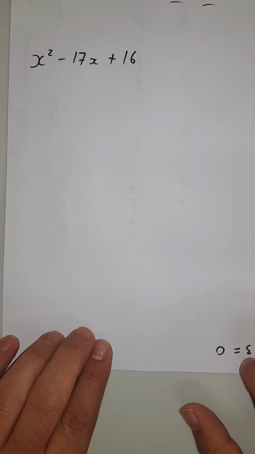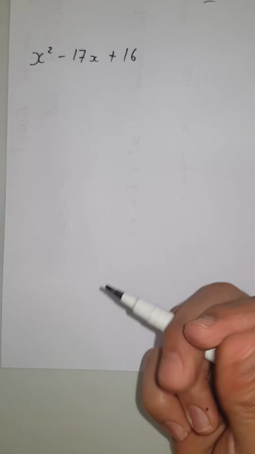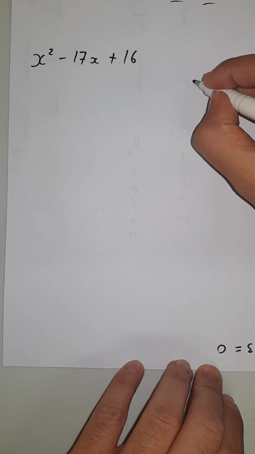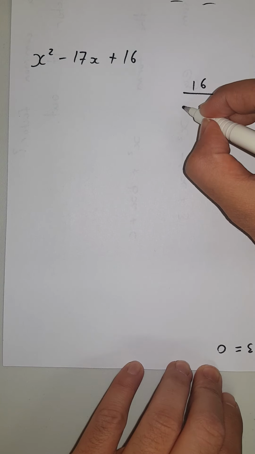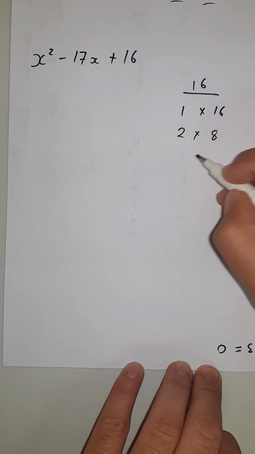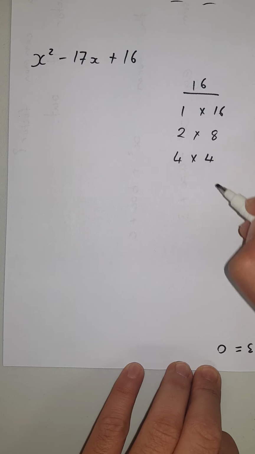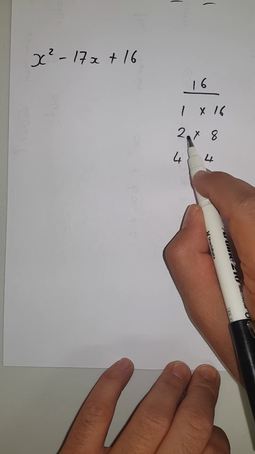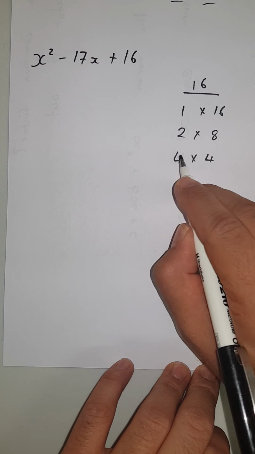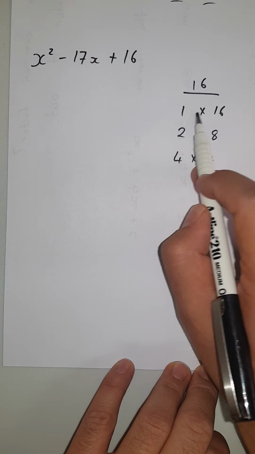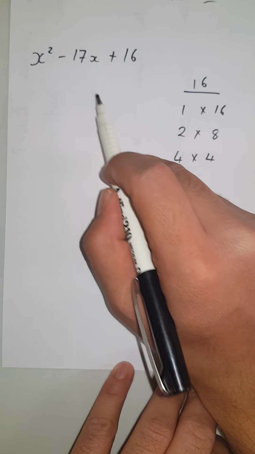Okay, let's look at one more. Remember, I have to find two numbers, my two factors of the last term. Let's look at factors of 16. I have 1 times 16, 2 times 8, 4 times 4, and that's it. So remember, I have to find two numbers, either 1 and 16, 2 and 8, or 4 and 4, that give me this when I multiply it, or when I add the two, I get the middle term.